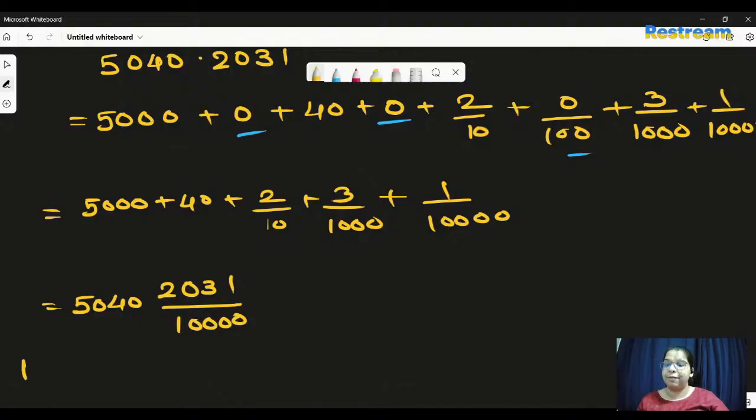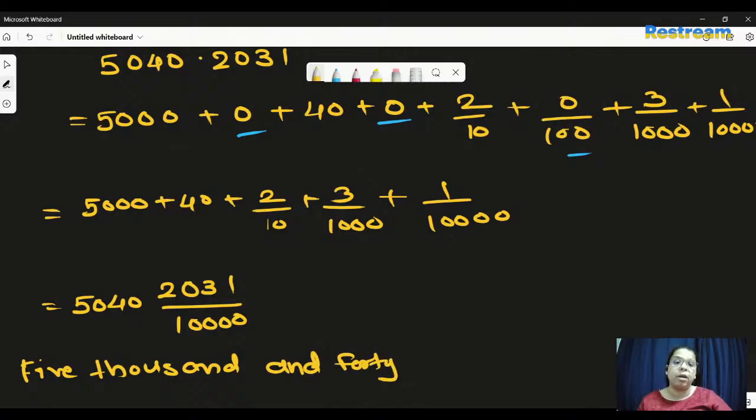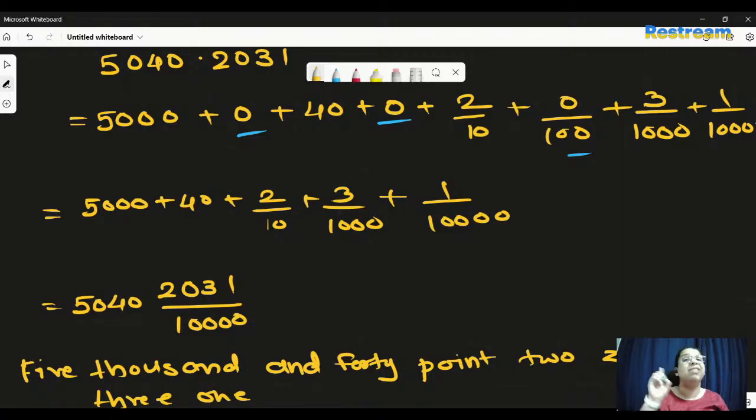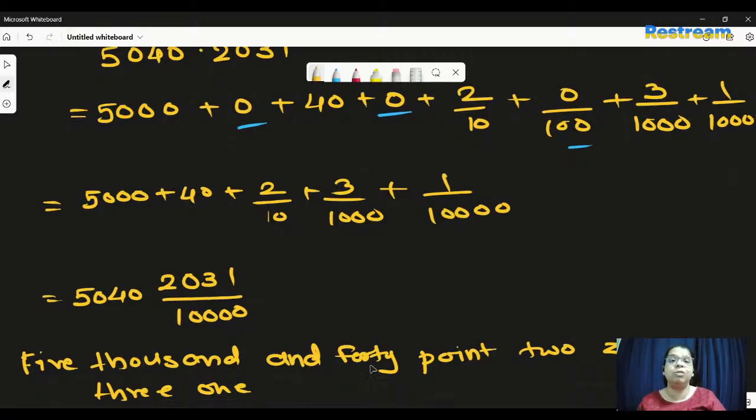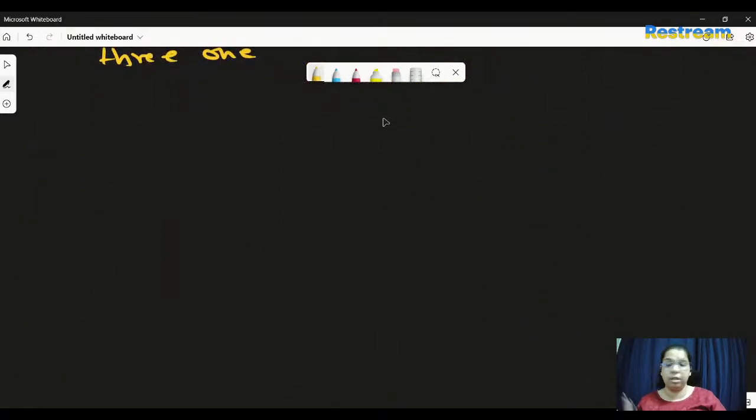So we have 5000 and 40.2031. So we read all the numbers after the decimal place, even the zeros. Okay, because that zero is very important. So let's say we have a number like this. 61.0052. Okay, so how will we read this?